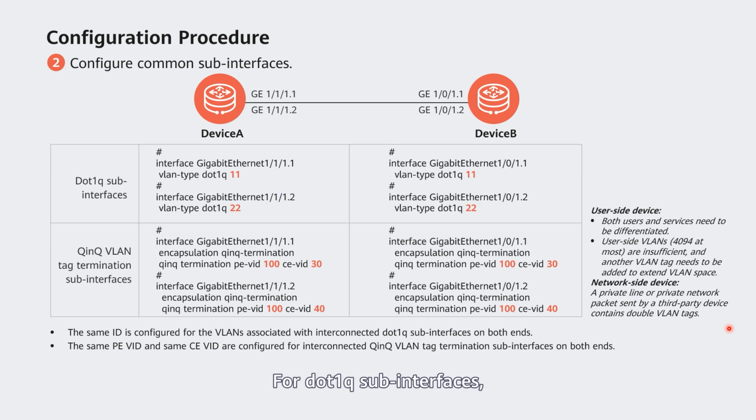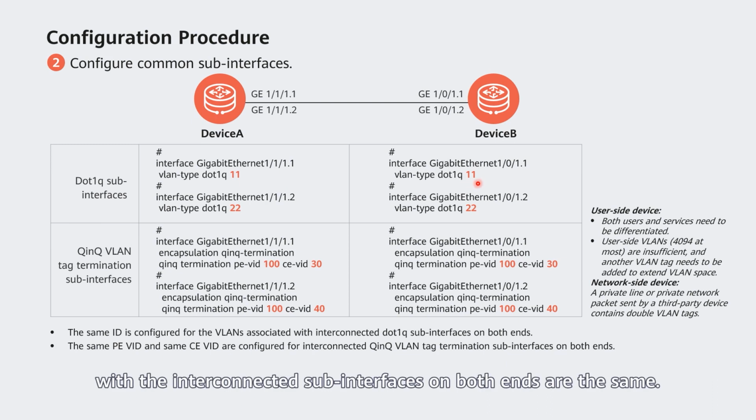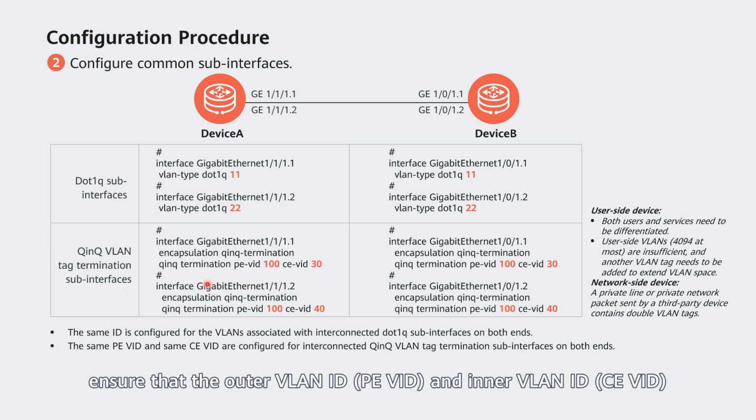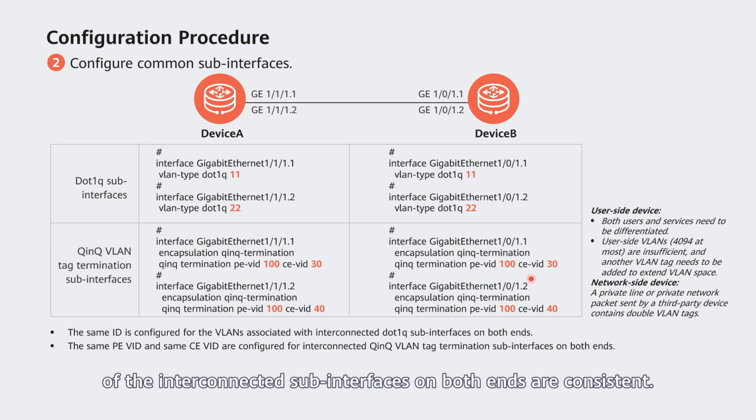For .1Q subinterfaces, ensure that the IDs of the VLANs associated with the interconnected subinterfaces on both ends are the same. For Q-in-Q VLAN tag termination subinterfaces, ensure that the outer VLAN ID and inner VLAN ID of the interconnected subinterfaces on both ends are consistent.